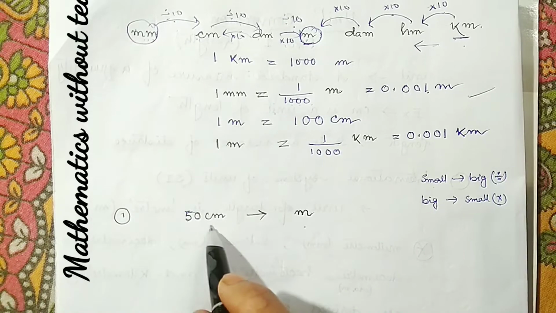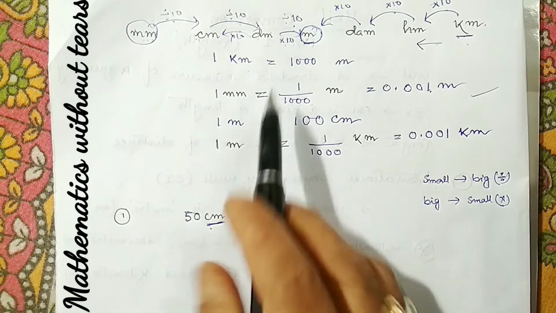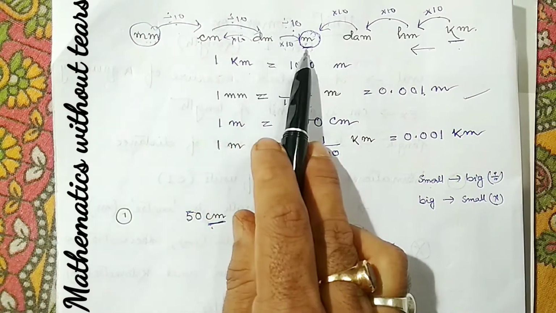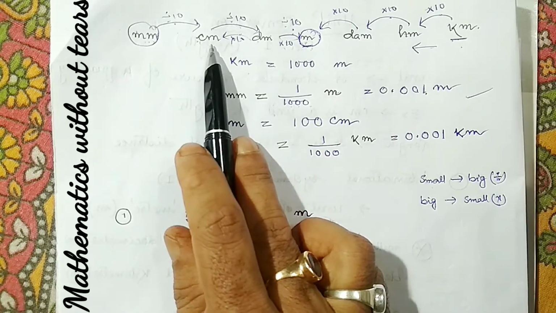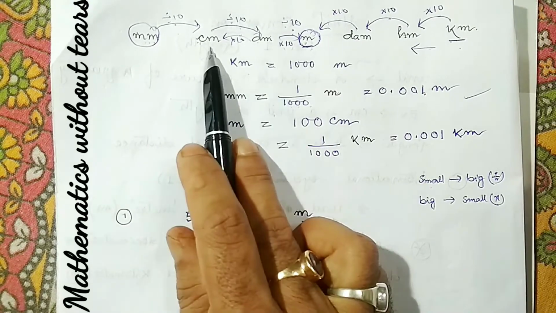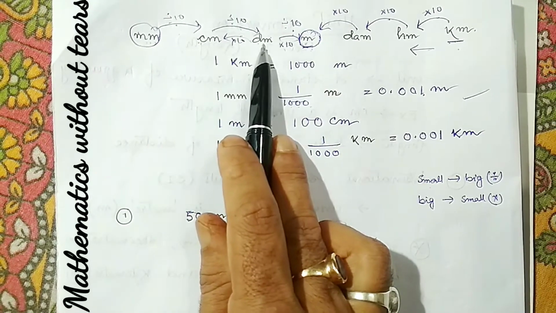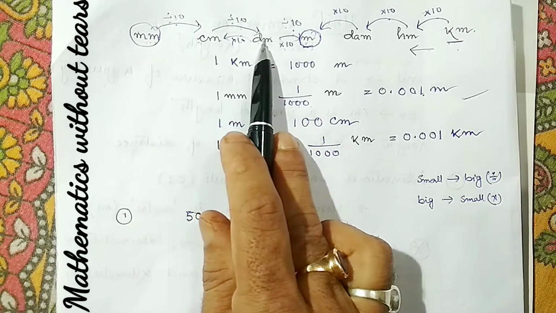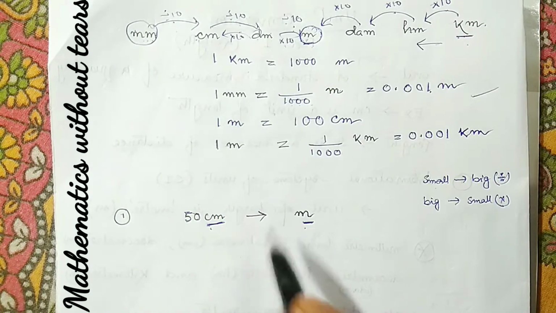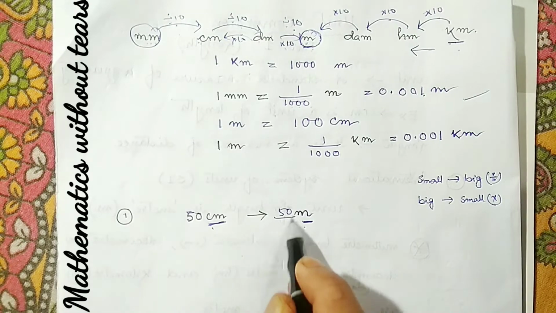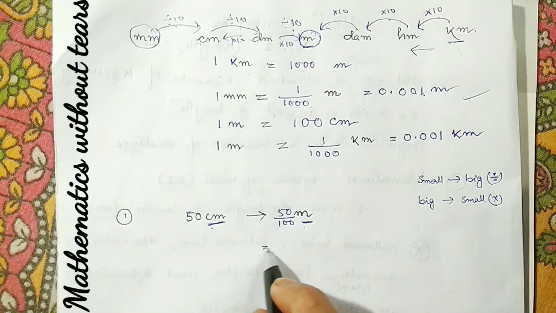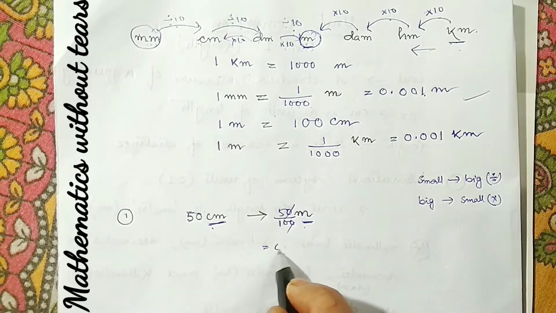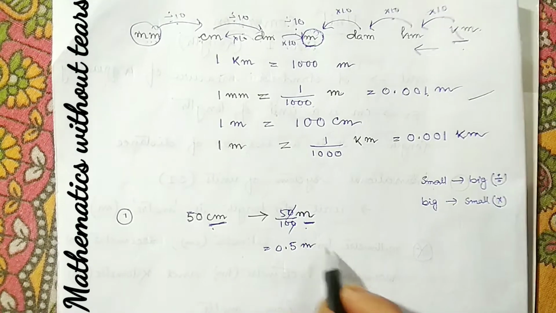Now we want to convert 50 centimeter to meter. Forget about 50. Think about centimeter and meter. Here centimeter is a smaller unit, meter is the bigger unit. And whenever we go from smaller to bigger, we have to divide. Centimeter to decimeter, decimeter to meter. That means 1, 2 places. So 50 you need to divide by 100. And 50 by 100, 0 cancels, I can write 0.5 meter.